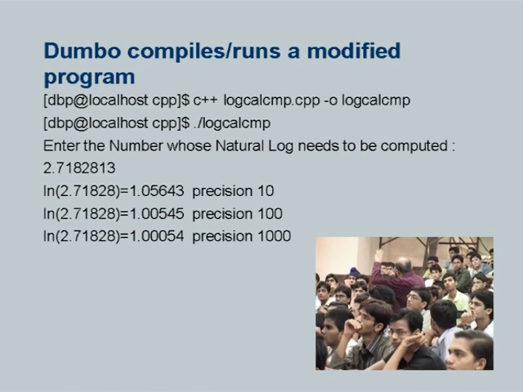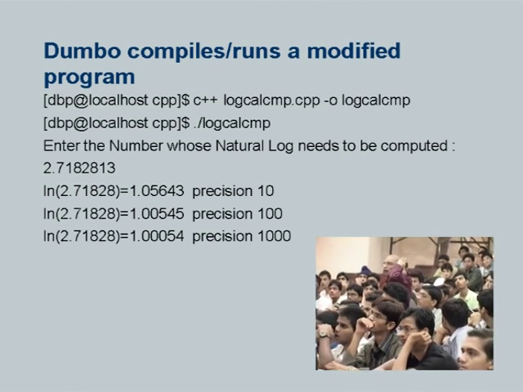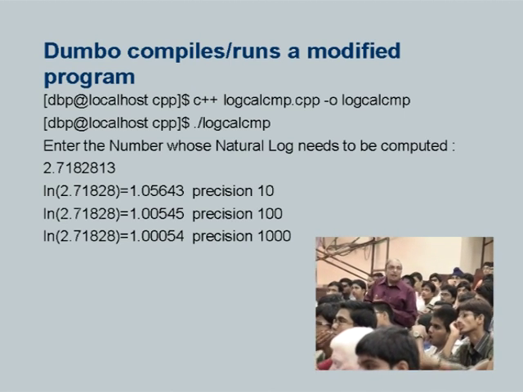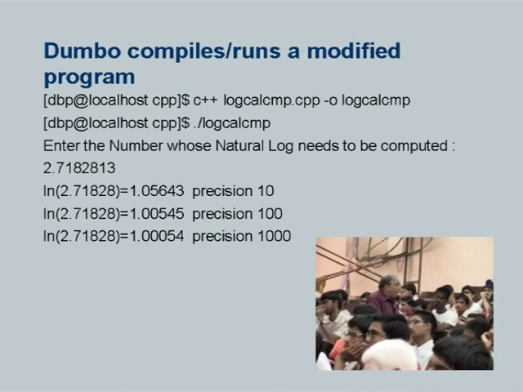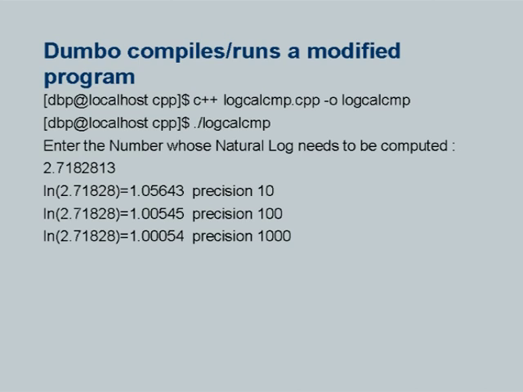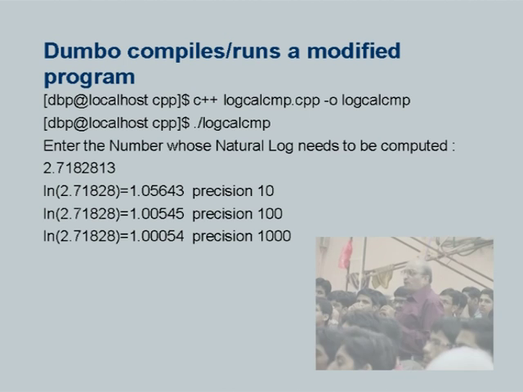We shall see that program later in the lab next week. However, since I have a new program called logcalcmp, I must ask Dumbo to compile that and understand it. So I give the same command. So I say C++ logcalcmp.cpp -o logcalcmp. And then afterwards, I execute that compiled program, ask Dumbo to execute it by saying ./logcalcmp. Again, why ./? We'll forget about it, right?